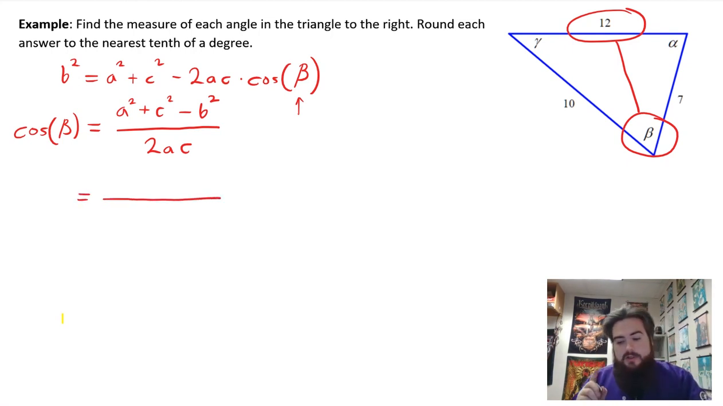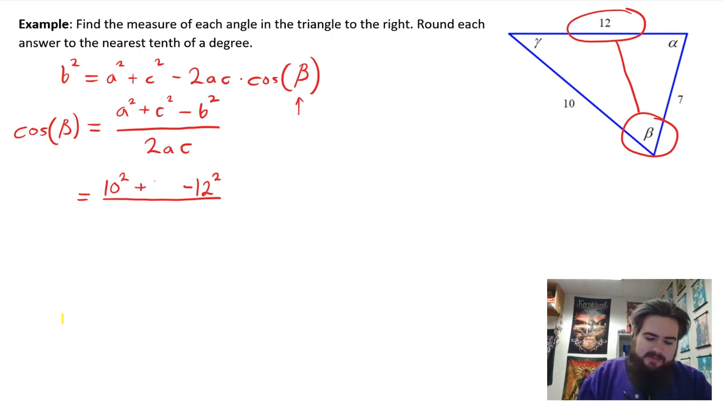In this case, it is just important to make sure that we understand that b here is the side that's across from beta. So we're going to be subtracting 12 squared. And then we'll put in the other values for a and c, which technically could be interchangeable. But for a, we have the side across from a is 10. So that's 10 squared. C, the side across from gamma, is 7. And then divided by 2 times 10 times 7.